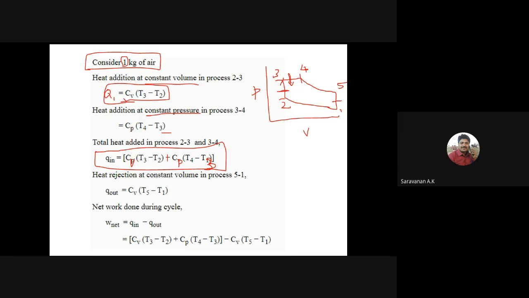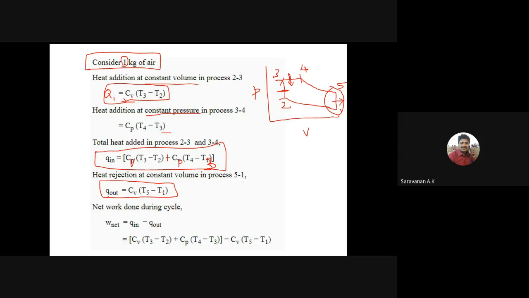And what about the heat rejection? It is the constant volume process, so the temperature difference is T5 minus T1, right? So the heat rejection is at the constant volume process, Cv (T5 minus T1).